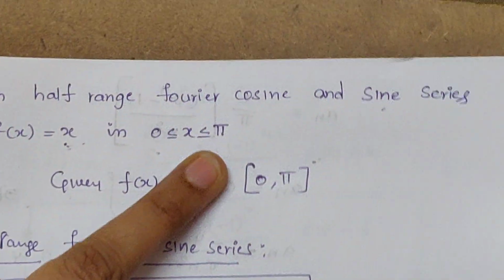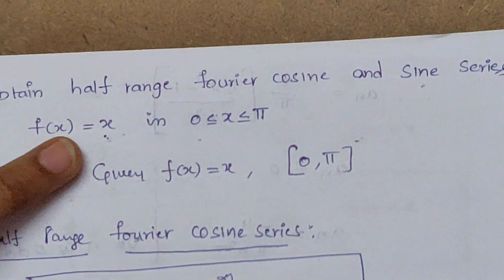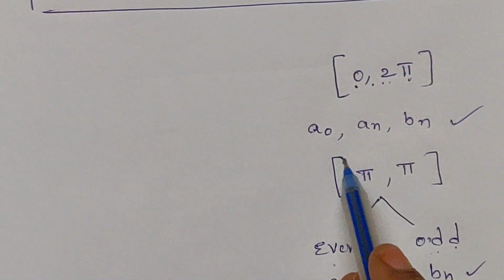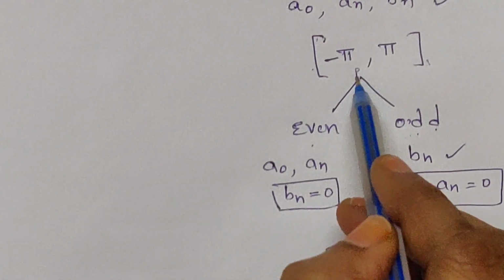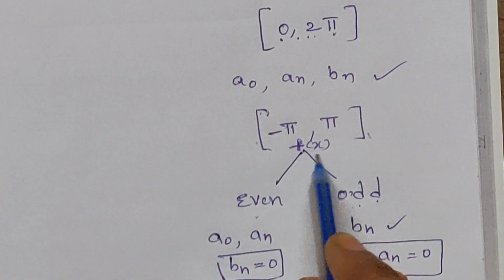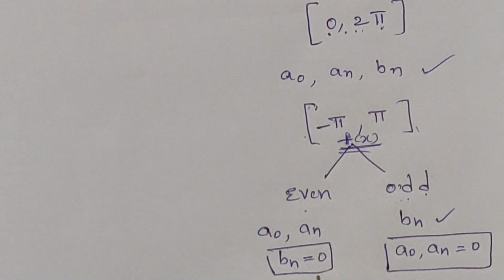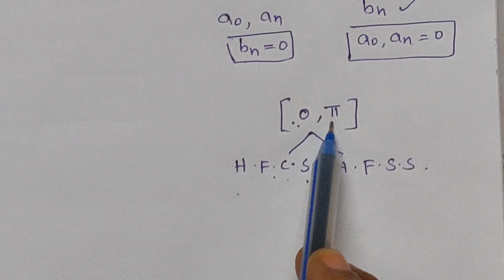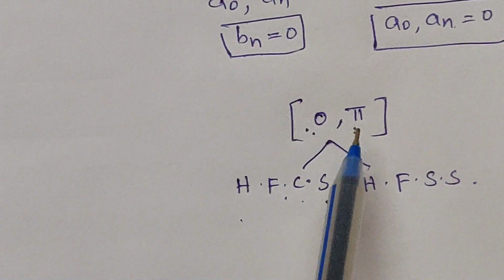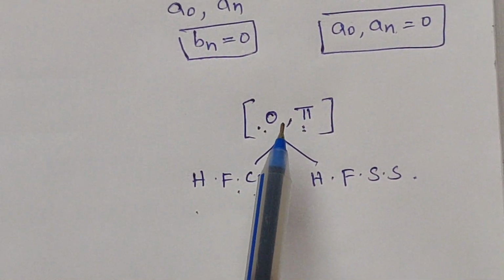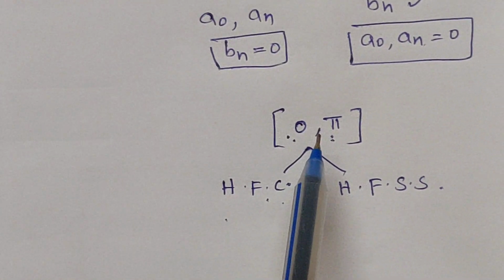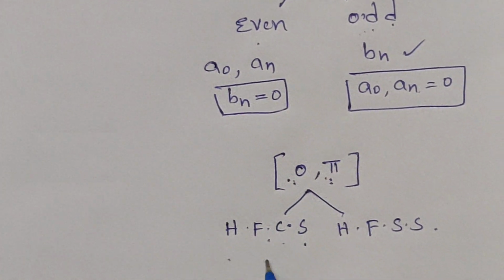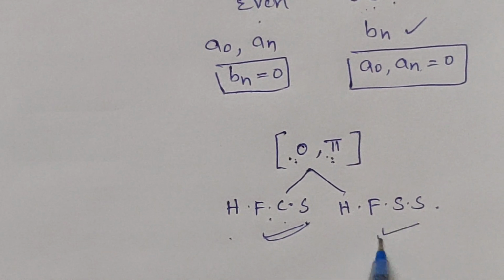The interval is 0, pi, and there is no need to check whether the function is odd or even. If the interval is minus pi, pi, then only do we have the chance to check whether the given function is even or odd. If the interval is 0, pi, definitely they ask either the half range Fourier cosine series, sine series, or sometimes both. So if the interval is 0, pi, we will get both cosine series and sine series.